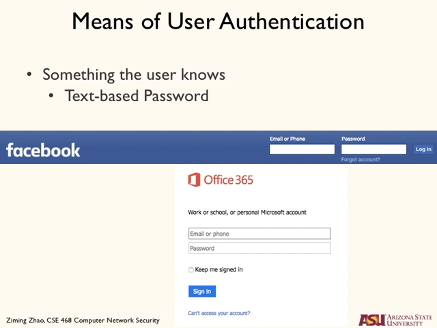The first type of user authentication is where the verifier uses something the user knows and the verifier knows to authenticate the user. So this is called something the user knows. One of the most popular ways of doing this is a text-based password. All the websites you are using usually use a text-based password. On Facebook, you put your username, in this case an email address or phone number, and put your password. Other websites also support this kind of simple authentication.